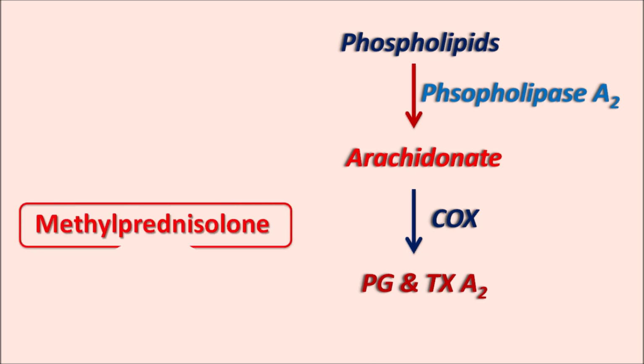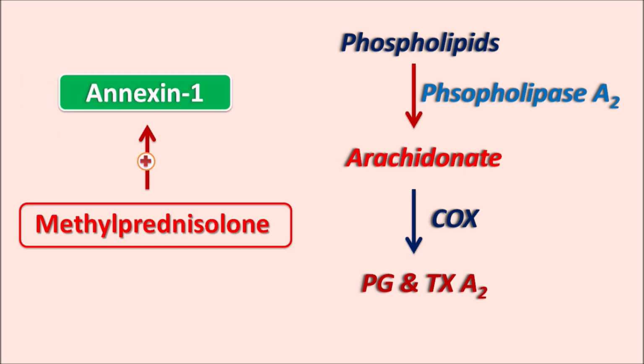Now here, methylprednisolone can inhibit this synthesis of prostaglandins as well as thromboxane A2. This drug is going to induce one of the enzymes, annexin 1. This annexin 1 can inhibit the conversion of phospholipids into arachidonic acid. In this way, all the mediators that are generated from the phospholipids can be inhibited by methylprednisolone.